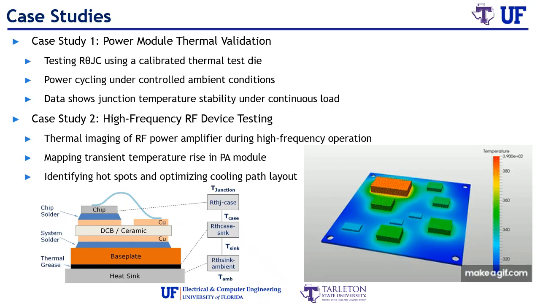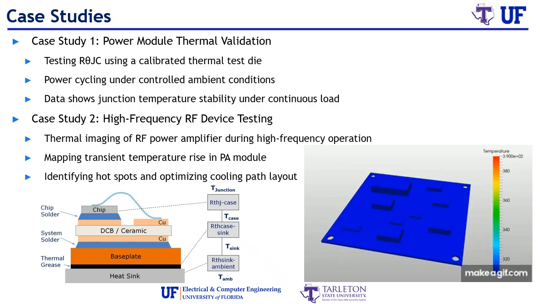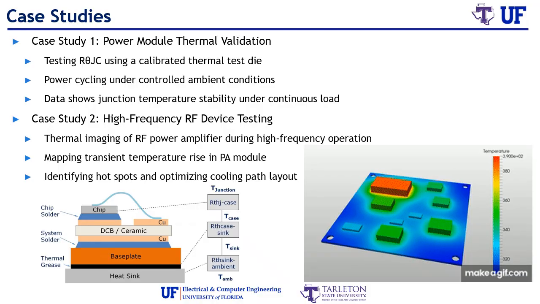The second case study examines high-frequency RF device testing. In this setup, infrared thermal imaging was used to visualize temperature rise in an RF power amplifier during high-frequency switching. Thermal maps, like the one shown on the right, reveal how localized heat spots form in an amplifier module during operation. This data allows engineers to optimize the cooling layout, refine material interfaces, and ensure stable operation under high power density. Together, these case studies highlight how thermal testing bridges design and reliability, providing essential feedback for improving next-generation semiconductor packages.